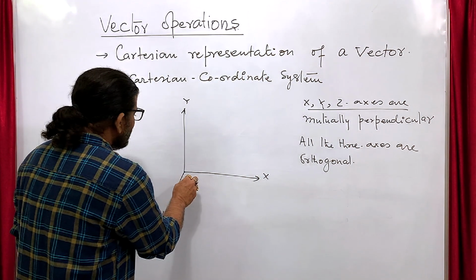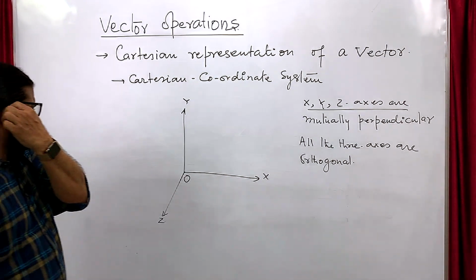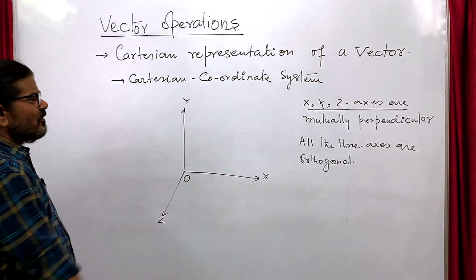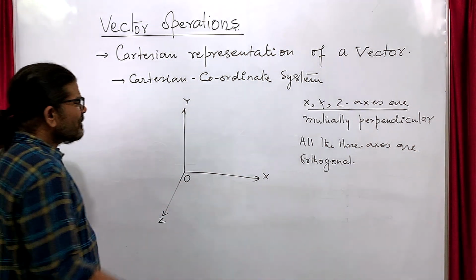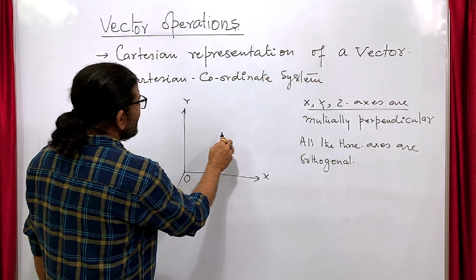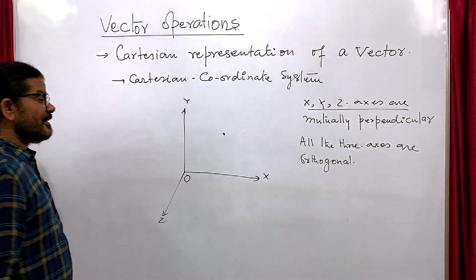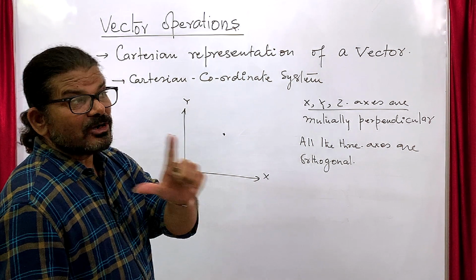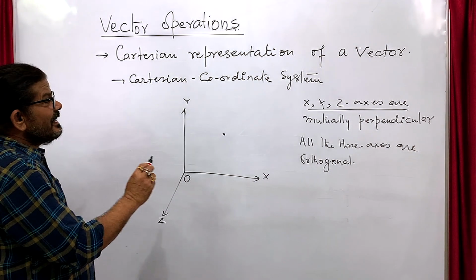Now see, this is the Cartesian axis. Here the x axis, y axis, z axis are mutually perpendicular. Now suppose here we are taking a point. First I am taking a vector which has two dimensions, which has two components only, a vector in a plane.